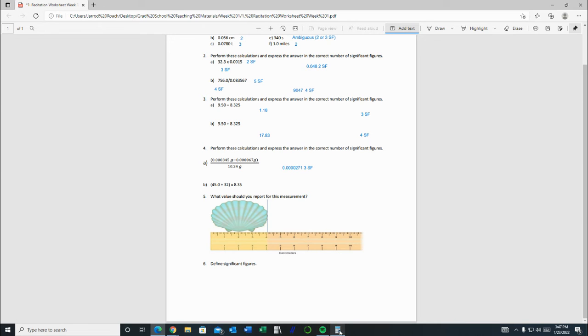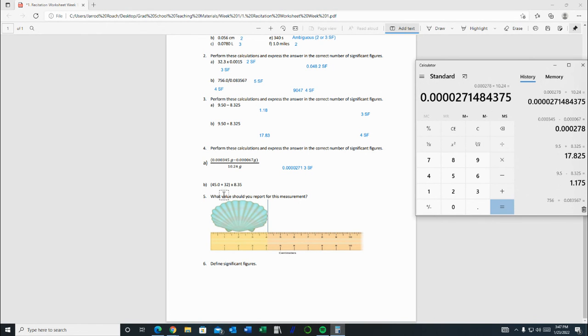So let's do this next one. So again, we're going to start in our parentheses. We have a number that goes to the tenths place and a number that goes to ones place. So we have to round our answer to the ones place. So 45.0 plus 32 is 77. And it has already kindly given it to us to the ones place. So right now we have a 77 in here, and 77 has 2 sig figs.